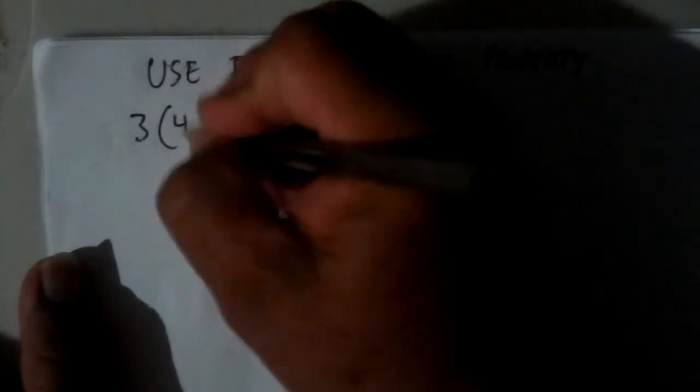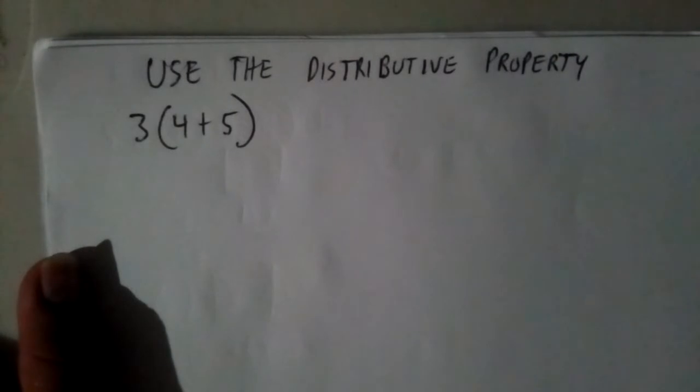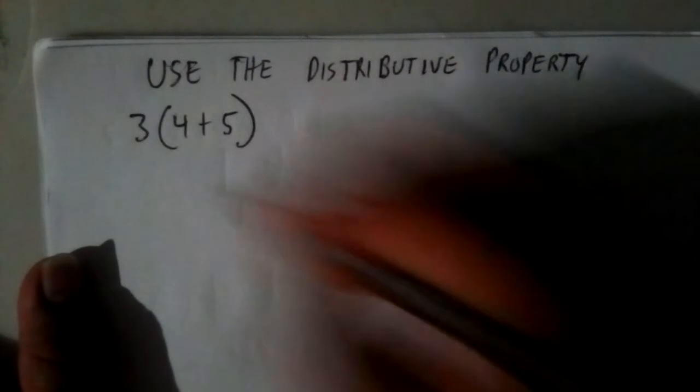So consider that you have 3(4 + 5). How do we use the distributive property to solve such a problem? Okay, there are two methods. So let's look at method 1. Method 1.